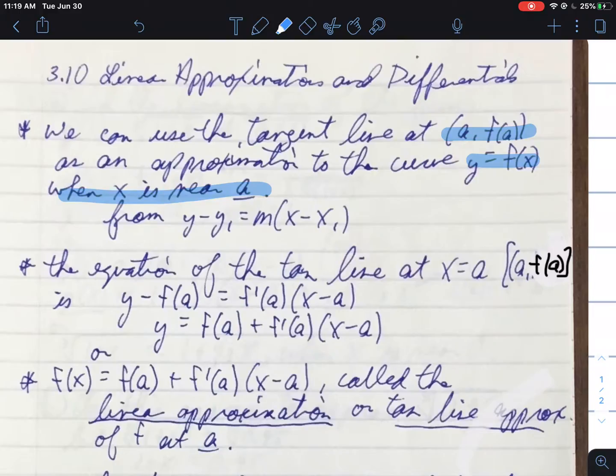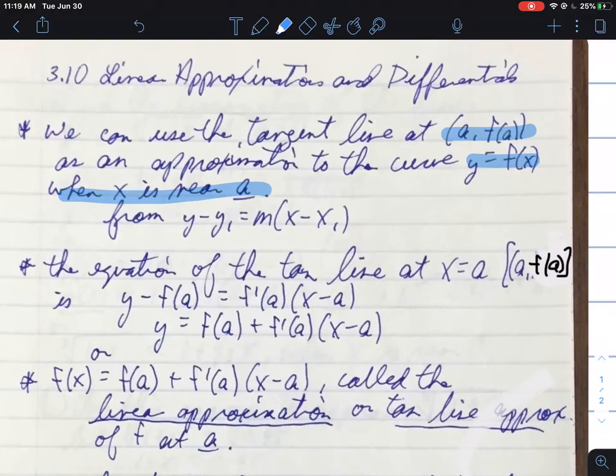So what we're after in this case is using that tan line as the approximation to our curve, but we have to be relatively close to that specified a value, because the further away we are from the actual point in question, the more we lose the accuracy of our approximation. So we still need x to be relatively close to a. All right, so that's the general idea.